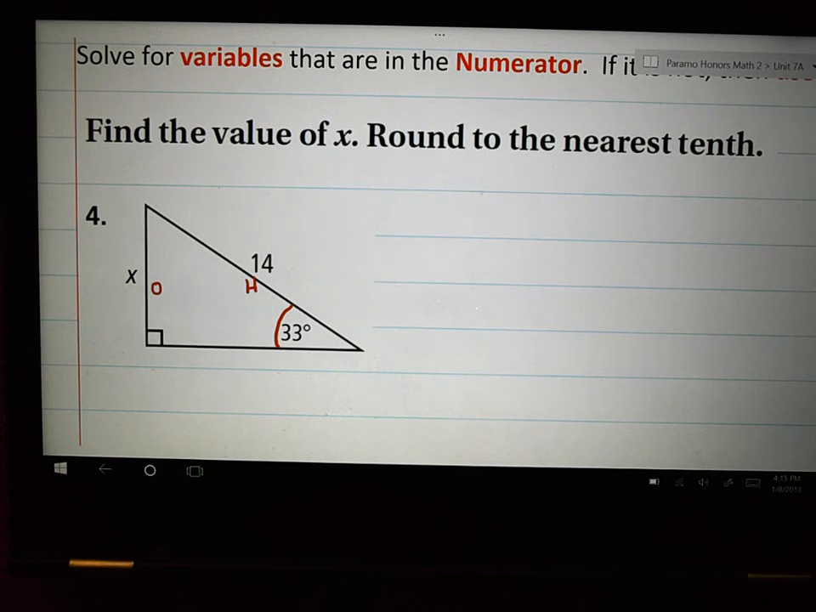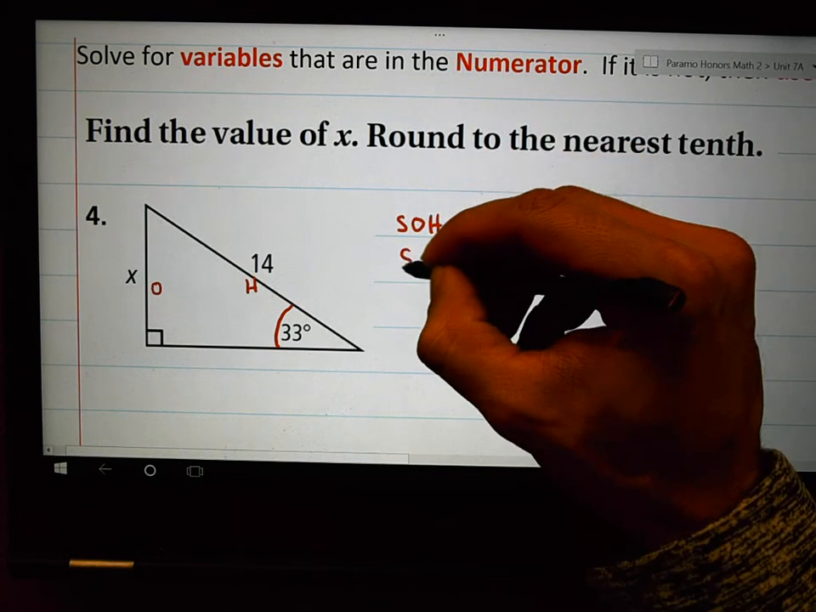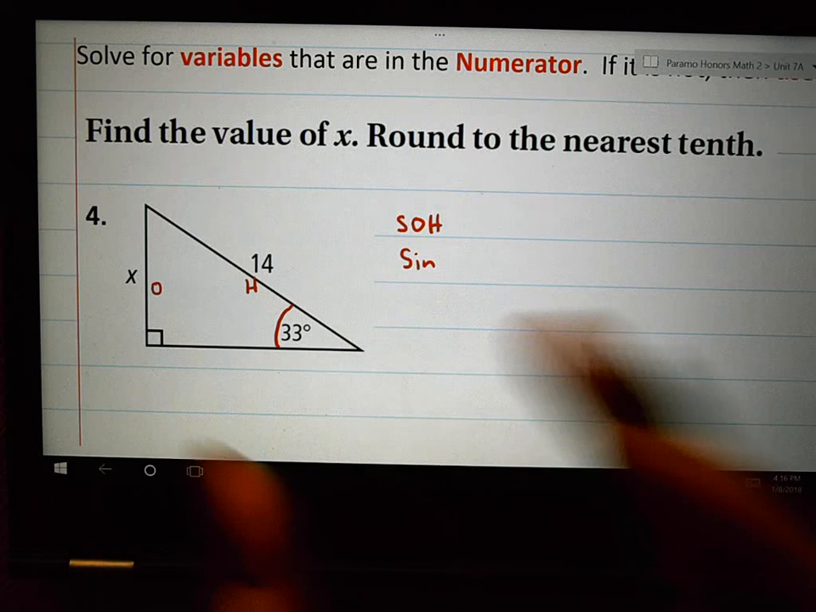So when I look at this, I have an angle and I have an O and an H. I have to still choose which trig function I'm going to use. And the trig function I'm going to use that has an O and an H, is that Soh, Cah, or Toa? I'm hoping you know which one it is. If you said Soh, good job, you are on the right track. It's the sine of an angle.